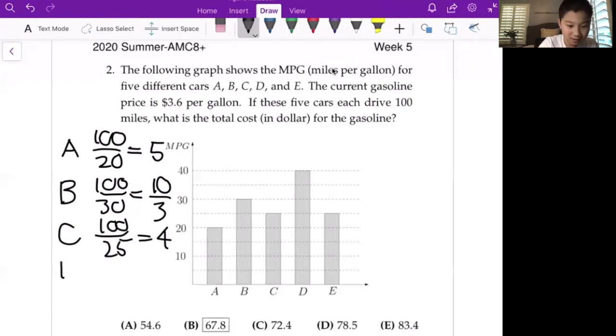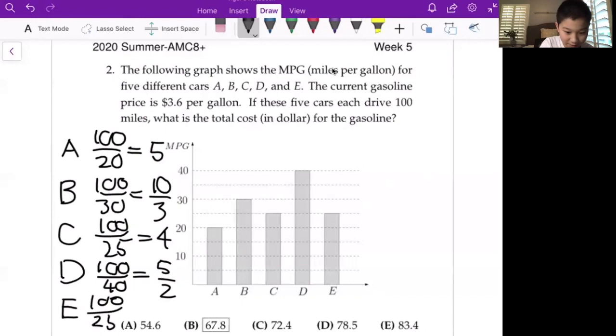D is 100 over 40, which is 10 over 4, which is 5 over 2, so it uses 5 over 2 gallons. And E, it's 25 miles per gallon again, so 100 over 25 equals 4, just like C.